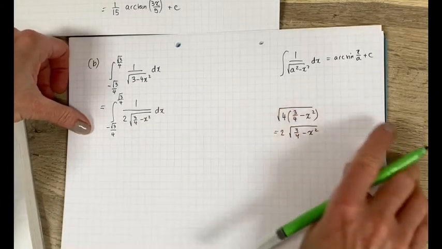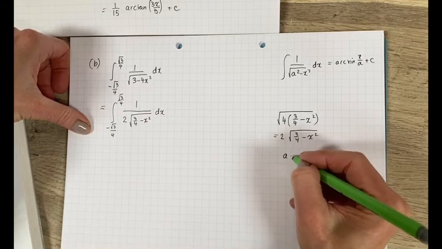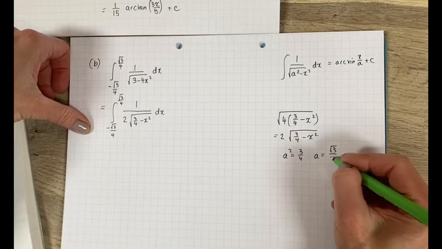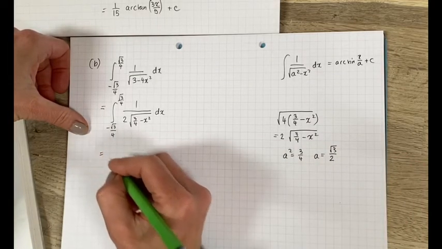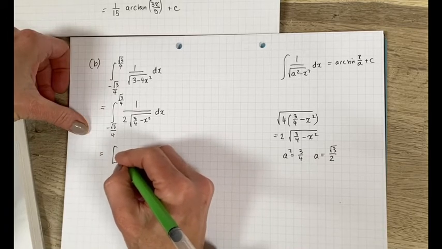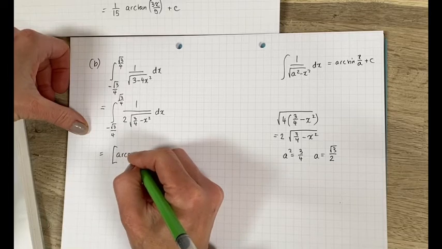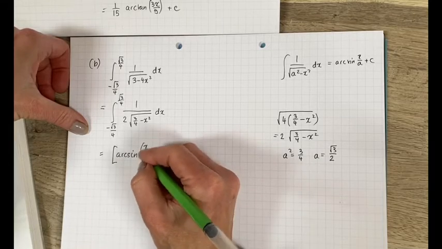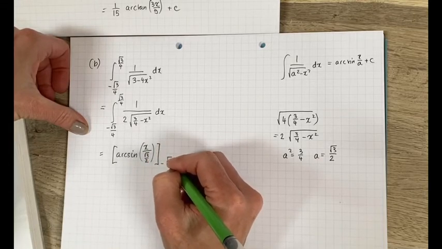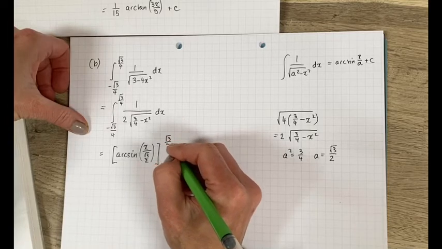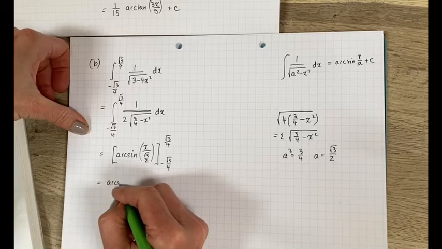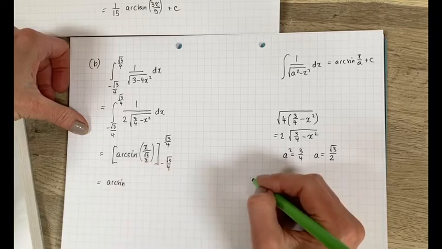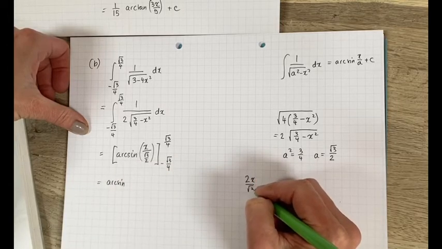So we're going to use arc sine. Let's find what a is. A squared is equal to 3/4. So a is equal to root 3 over 2. So let's pop everything into the square brackets. Arc sine x over square root of 3 over 2. And the limits are minus root 3 over 4 and root 3 over 4. So you've got arc sine, but then you can flip it to write just 2x over root 3, if you like.